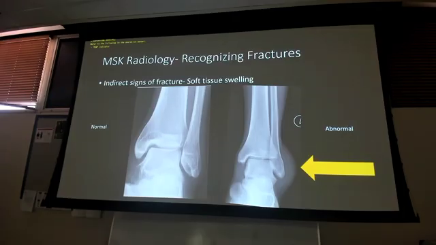So, right, at first glance, you might be like, hey, this is a normal x-ray. Maybe I overlooked that subtle fracture. But then I see that massive soft tissue swelling sitting right here, and I'm like, you know what, I'm gonna go back and I'm gonna double check, look a little harder, make sure I didn't miss something.